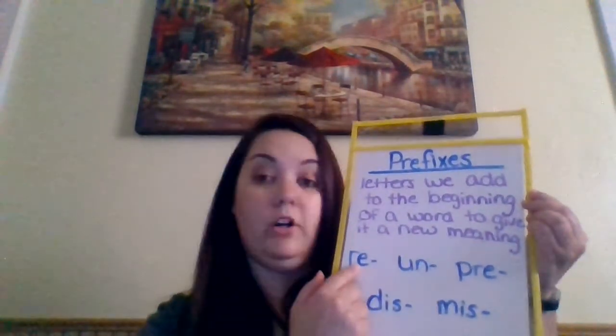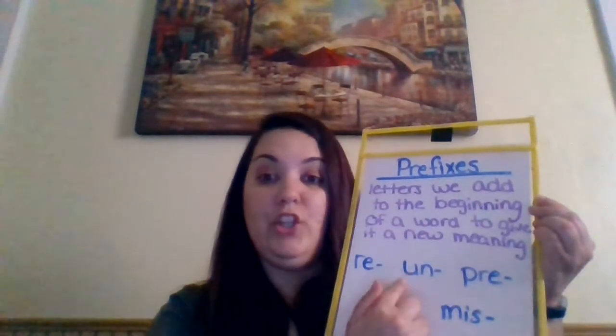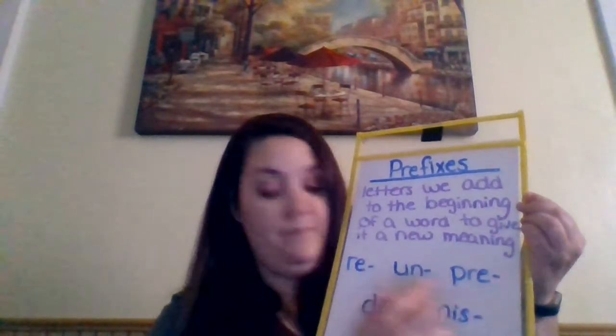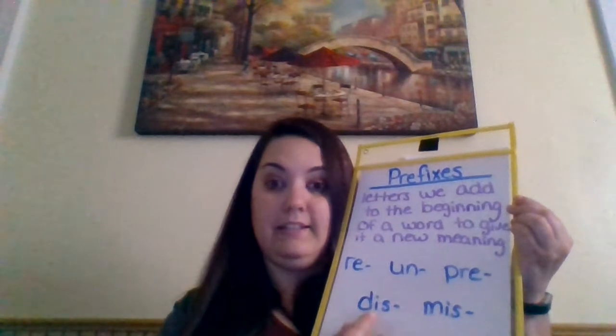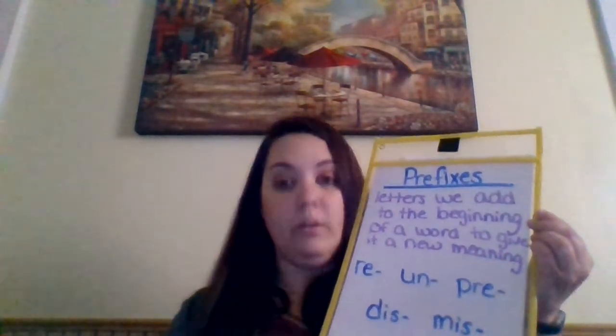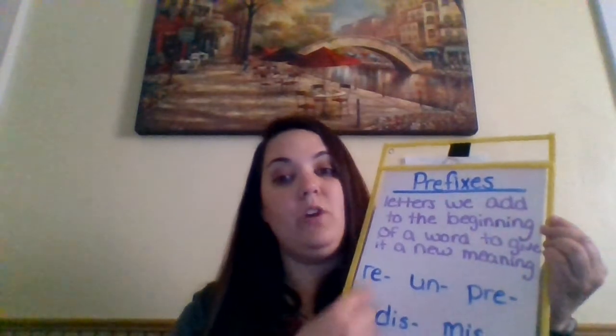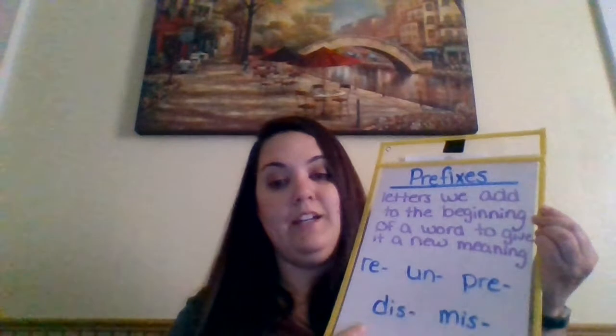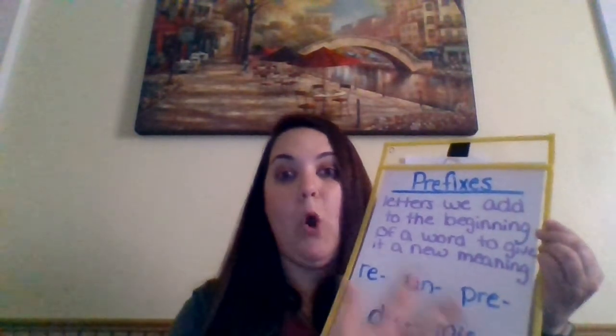We're going to learn about re, un, pre, dis, and miss. So we're going to be reading and using words that begin with un, pre, dis, or miss, and these are all prefixes. Let's talk about what each one means first.